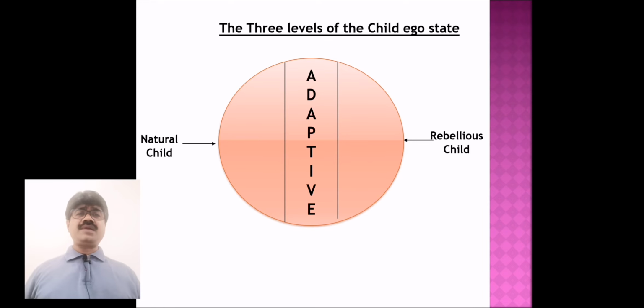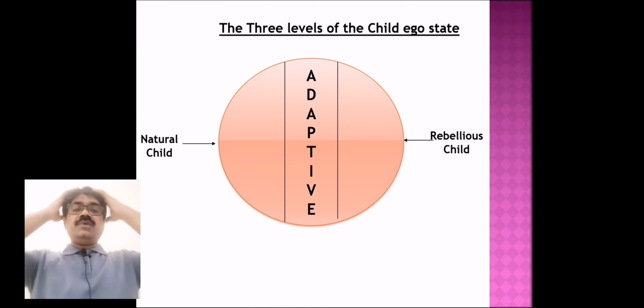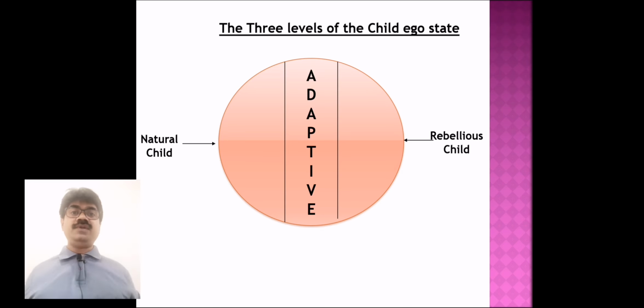Some people carry the same child ego with them. Irrespective of age, even if they're grown up, they're always rebellious. They don't agree to anything, and they are very naughty and very adamant in nature. They don't let anybody do things. That kind of behavior usually comes from the rebellious child ego, and the natural child ego is when you behave naturally.